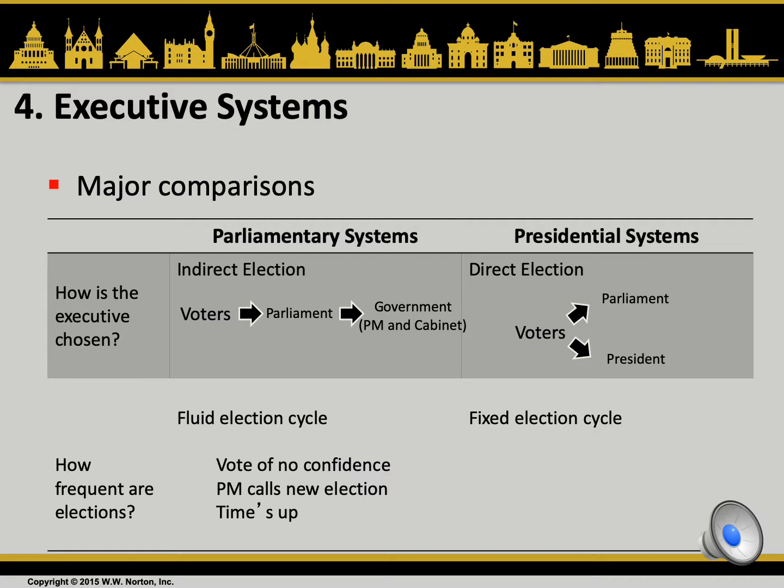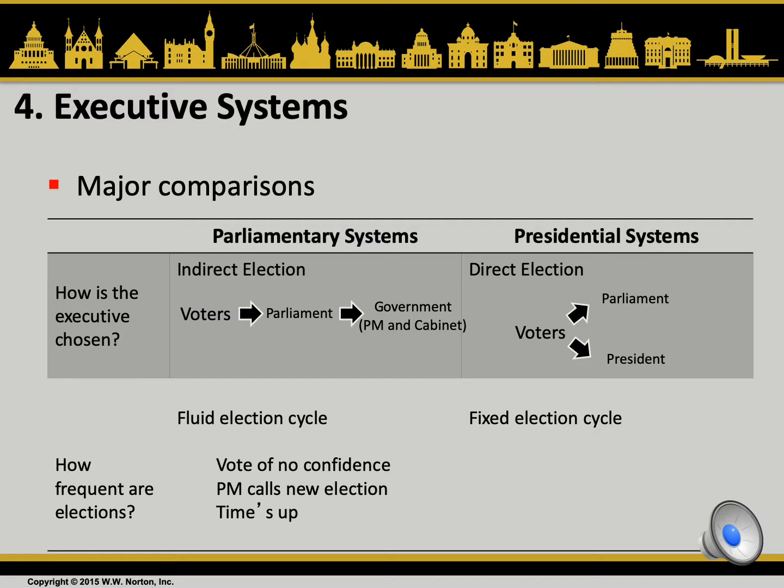So as we compare parliamentary systems and presidential systems, a point of comparison could be, how is the executive chosen? In a parliamentary system, the chief executive or the prime minister is indirectly chosen by the voters by way of the parliament, where the voters vote for their representatives in parliament or the legislative branch, and within the legislative branch itself, they select the prime minister. Whereas in a presidential system, the voters directly elect the parliament or the legislative branch or the Congress and directly elect the chief executive or the president.